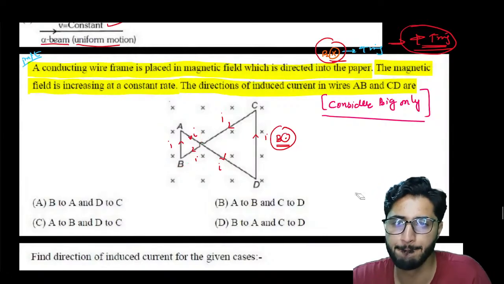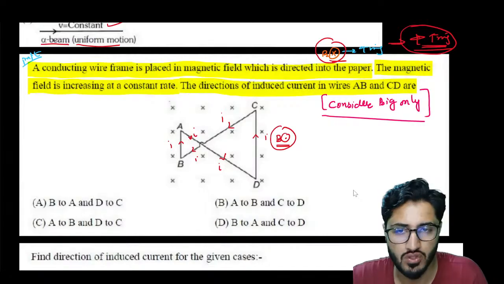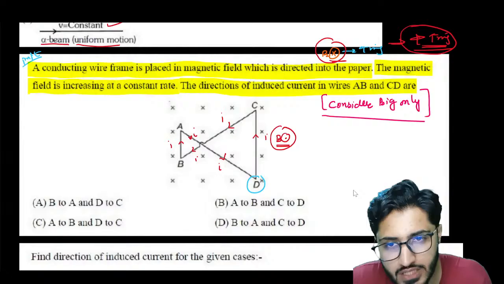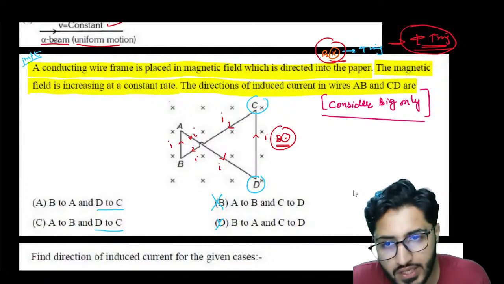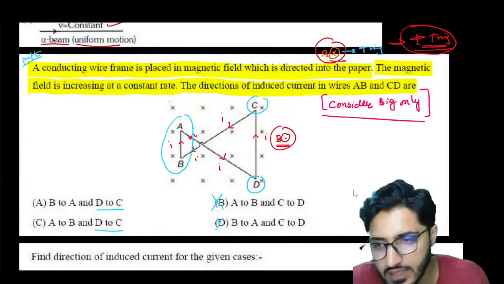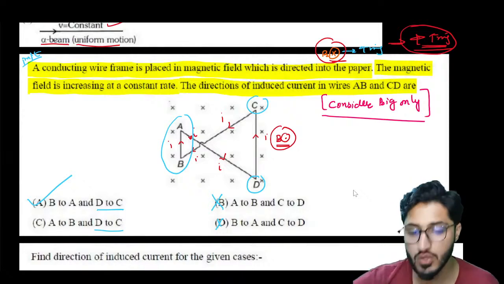Done? Don't use it. So now current flows from D to C. Look, this option is wrong. Now let's talk about these options. D to C. Now here D to C, then here is B to A. Option A is correct. A good numerical.